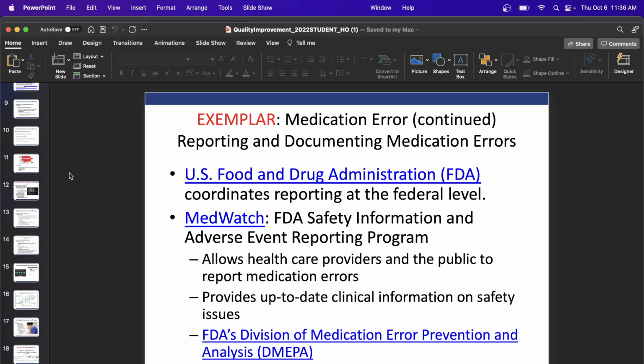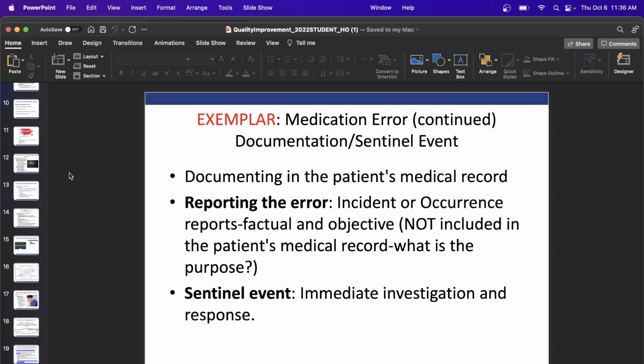So we do document in the patient's medical record, but the incident report isn't part of that record. Again, that goes to a department for tracking services. But what we document in the patient's record is, again, just factually, as few words as you can use, what happened, how it happened, but most importantly, what we did to reduce further harm to the patient, right? What we did to keep that patient safe.